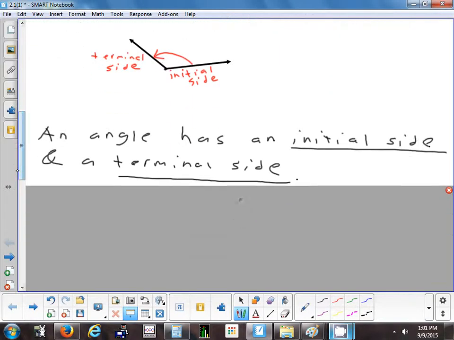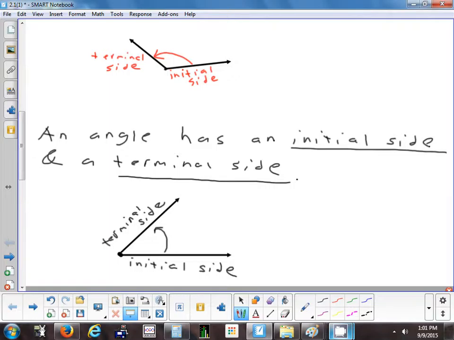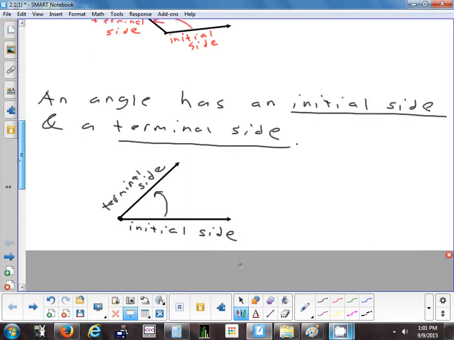I have another picture of an angle. Basically the same diagram. Any questions on that so far? What an angle is, the initial and terminal side, vertex, any of that?